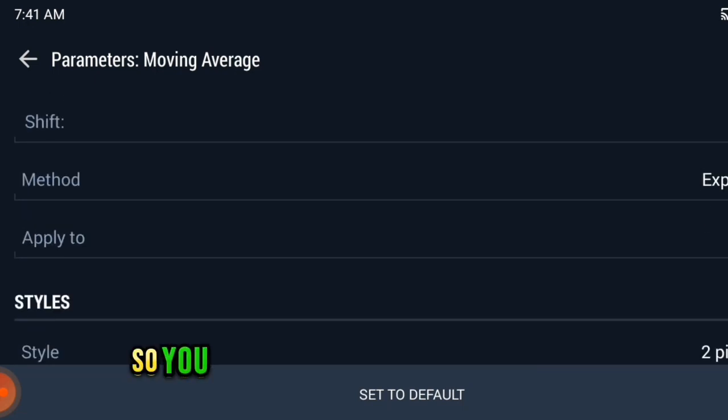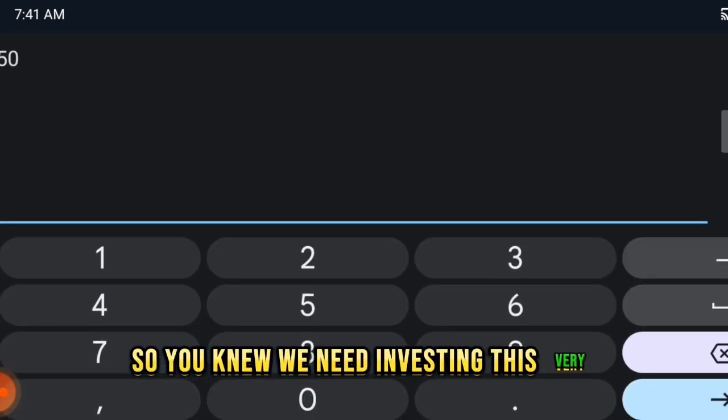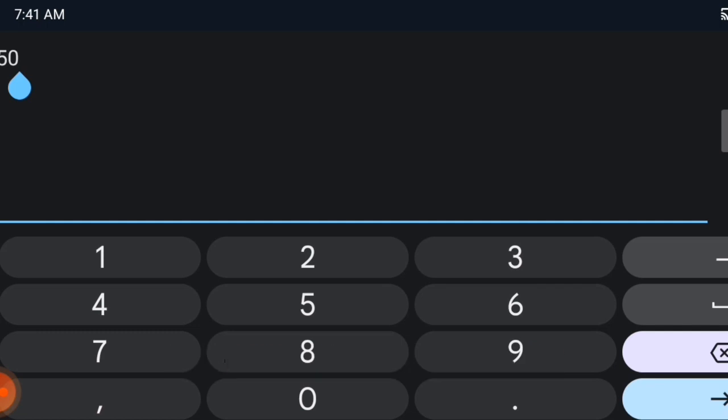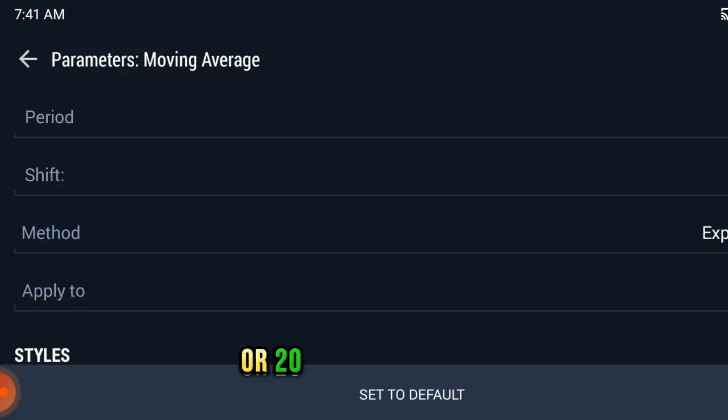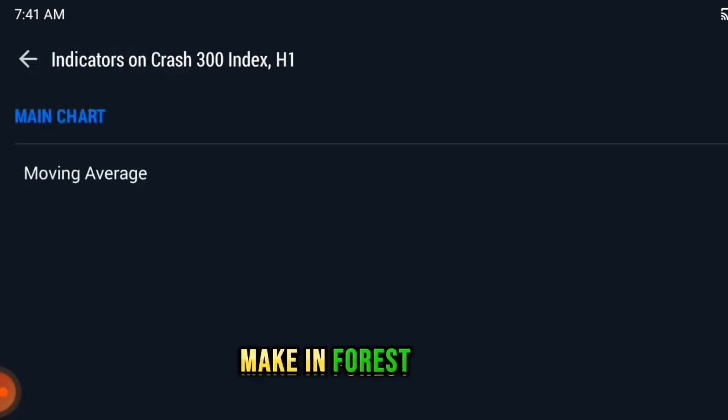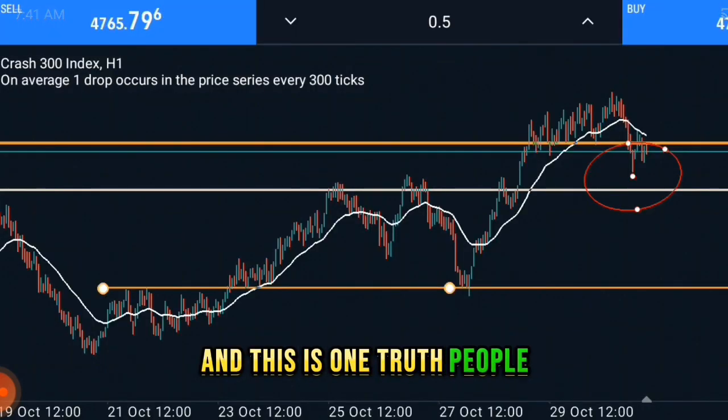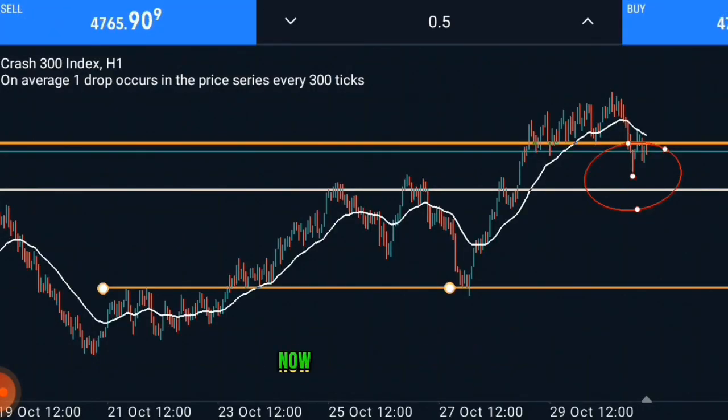All right, so you'll be needing, first thing, this very one. Some people don't know why I always refer people to the 20 or 25 moving average. When you have the 25 or 20 moving average, there are mistakes you can never make in the forex world. This is one truth people are refusing to believe. Now let me just talk about this in a nutshell.